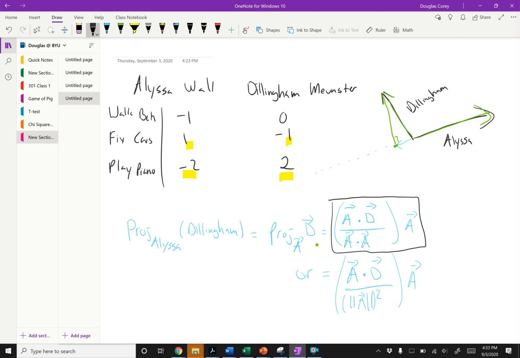One thing I will point out is that this denominator, sometimes people will write it as A dot A, but that's just the same as the length of A squared. The length of A has the square root of the square of all the components, but A dot A is just the square of all the components, so it doesn't have the square root. So these two things are the same. So you'll see it both places.